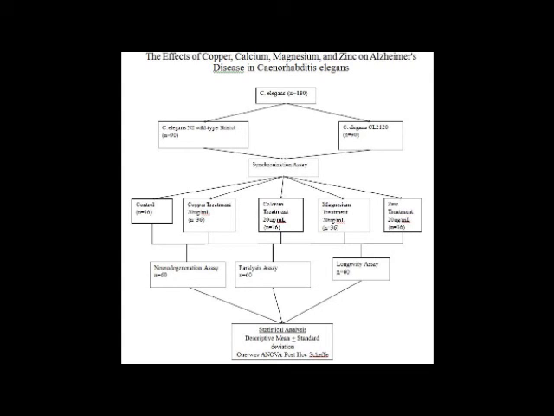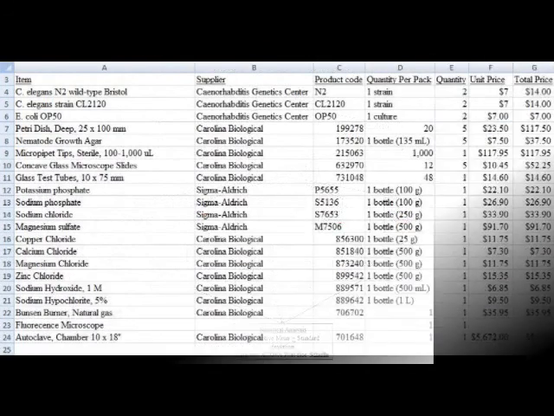Locomotion will be observed by counting the number of thrashes of a C. elegans per minute, with a single thrash defined as a C-shaped head-to-tail movement. Longevity will be observed by counting the number of dead C. elegans over a 10-day period. All data will be analyzed using SPSS software in which descriptive means, standard deviation, and statistical significance with a p-value of less than 0.05 will be found.